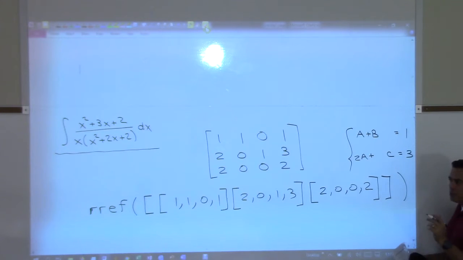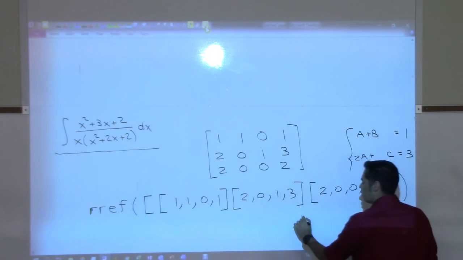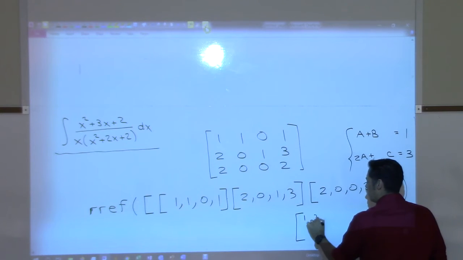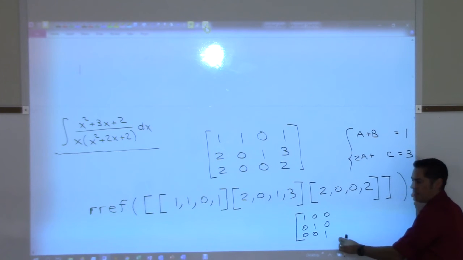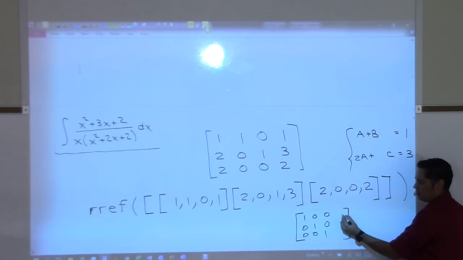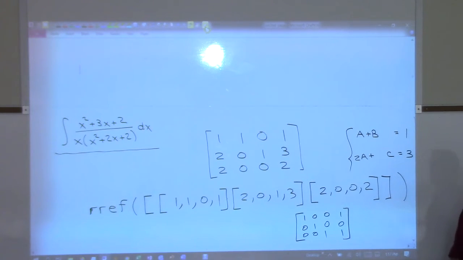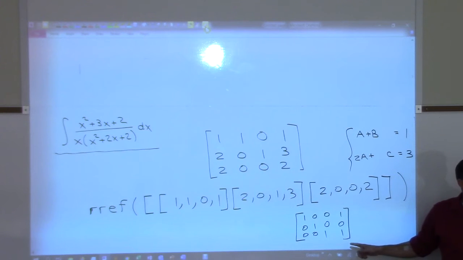And then when you hit enter, you should see something that looks like this. 1, 0, 0, 0, 1, 0, 0, 0, 1, and then you should have numbers down this side. So what are the three numbers down this column here? 1, 0, 1. Okay, did everyone get that has their calculator?